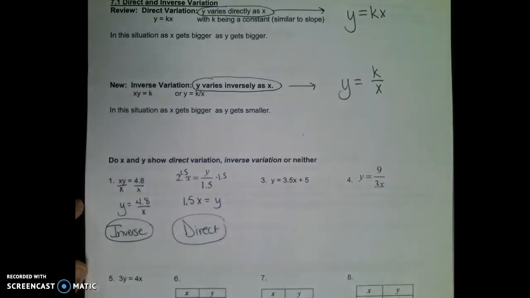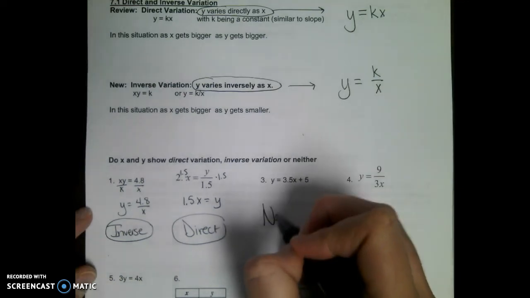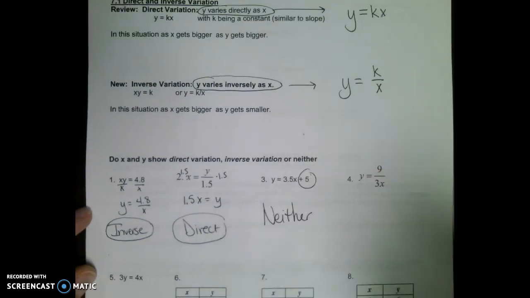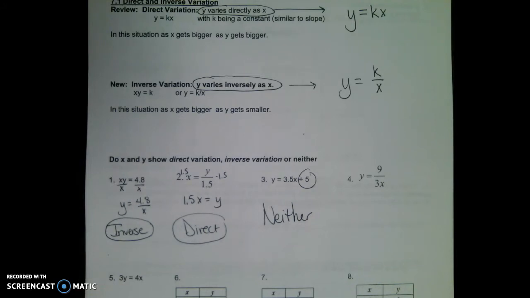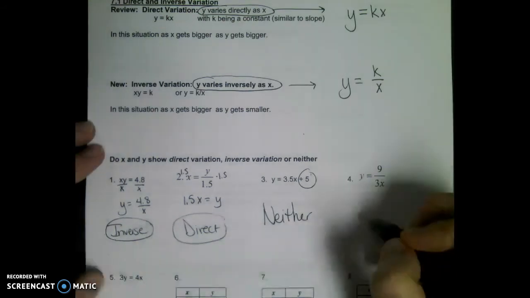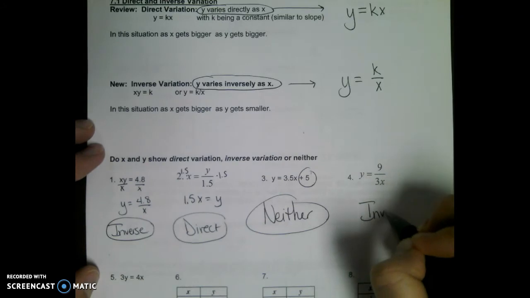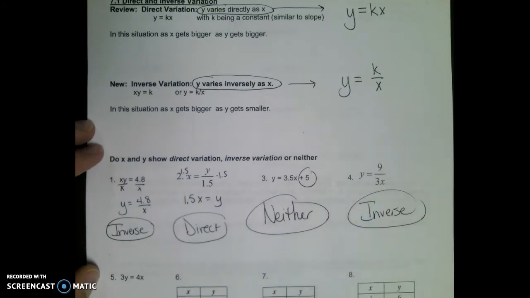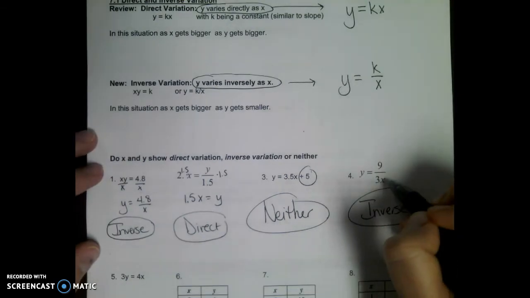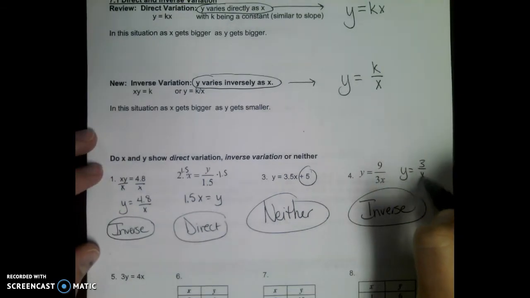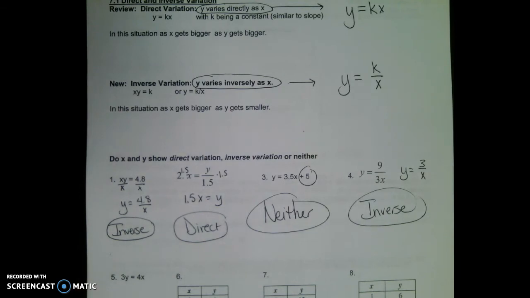How about number 3? That's a problem. Neither of our equations has a plus or a minus, so if you see plus 5, it's not direct, it's not inverse, it's neither. How about number 4? Number 4, I heard someone say inverse, and I would agree. If you wanted to simplify this, 9 divided by 3 is 3. The important thing is the x is on the bottom. If x is on the bottom with a constant number on the top, it is inverse.